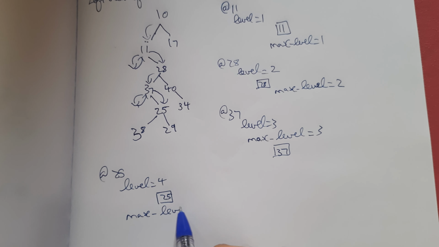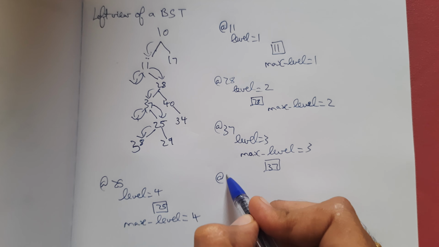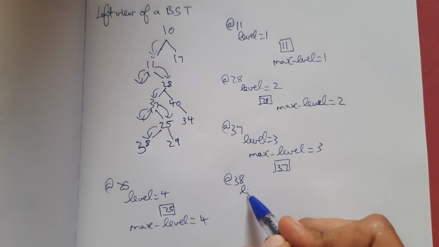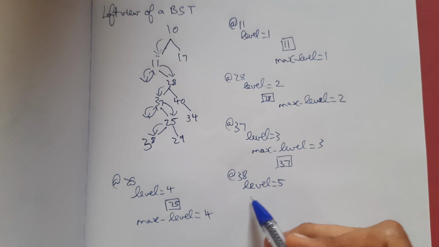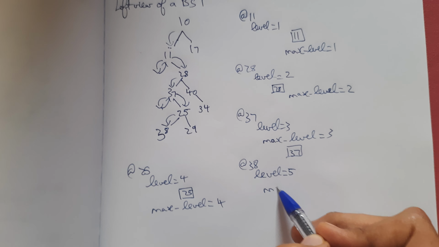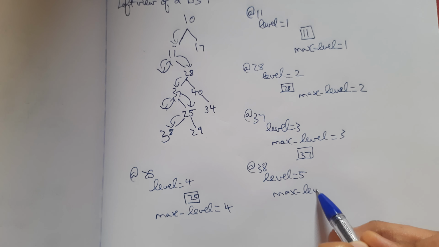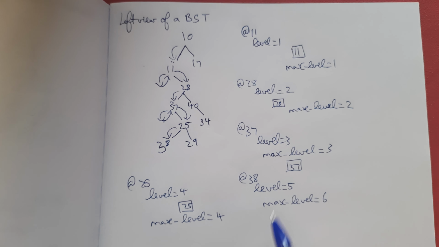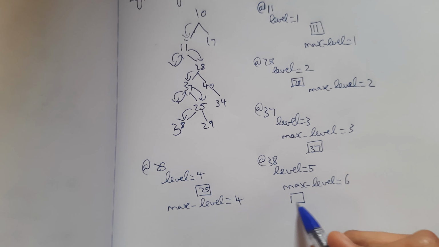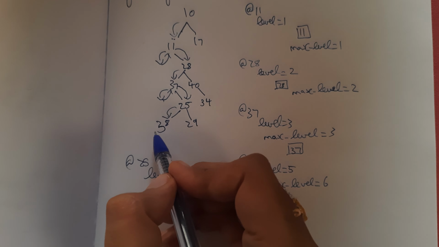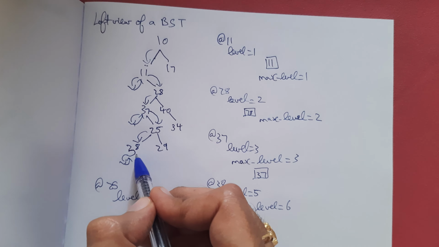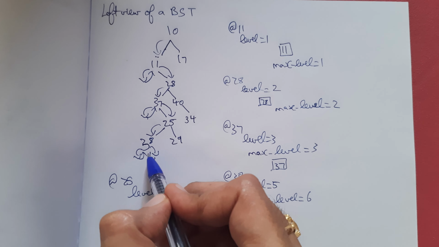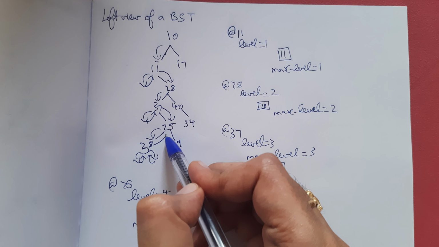So we now go to the next recursion call, which is at node 38, and the value that's passed to this level will be level 5. Since max level is less than level 5, max level is now going to be 6, and we print 38. Similarly, we go to the left subtree of 38, which is null, and the right subtree of 38, which is also null, so we return.